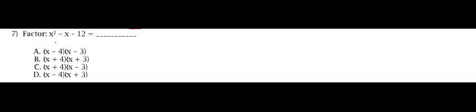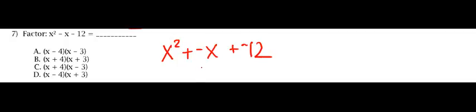Here you're asked to factor x squared minus x minus 12. X squared, I'm going to write this as plus negative x plus negative 12. This is one of the easier trinomials because the coefficient of the squared term is 1. So you don't have to do the more complicated m and n method. It'll still work, but you don't have to.